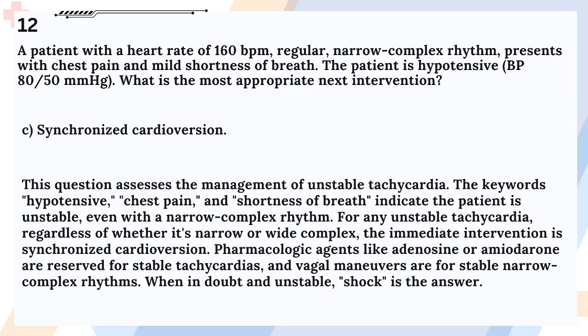Answer: C. Synchronized cardioversion. This question assesses the management of unstable tachycardia. The keywords hypotensive, chest pain, and shortness of breath indicate the patient is unstable, even with a narrow complex rhythm. For any unstable tachycardia, regardless of whether it's narrow or wide complex, the immediate intervention is synchronized cardioversion. Pharmacologic agents like adenosine or amiodarone are reserved for stable tachycardias, and vagal maneuvers are for stable narrow complex rhythms. When in doubt and unstable, shock is the answer.